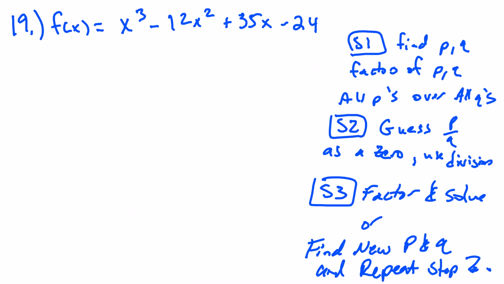Alright, 19. We have f of x equals x cubed minus 12x squared plus 35x minus 24. Now, your options for 19 through 23: step 1, find p and q, write the factors of p and q, then put all your p's over all your q's, just like we did on 16 through 18. Then you're going to guess a p over q that works. You're going to use division. It works if there's no remainder. So that's how you know if you guessed right.